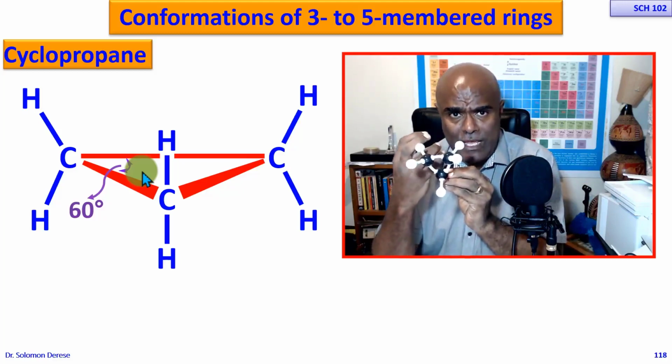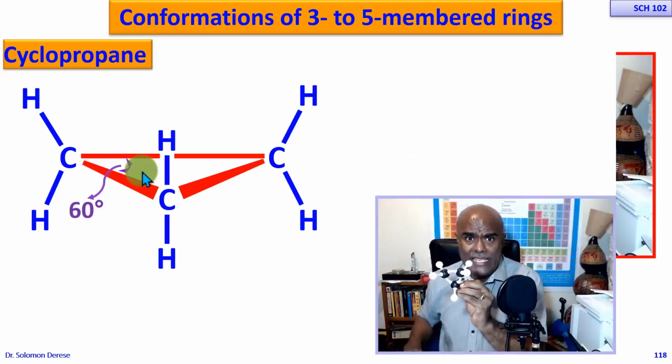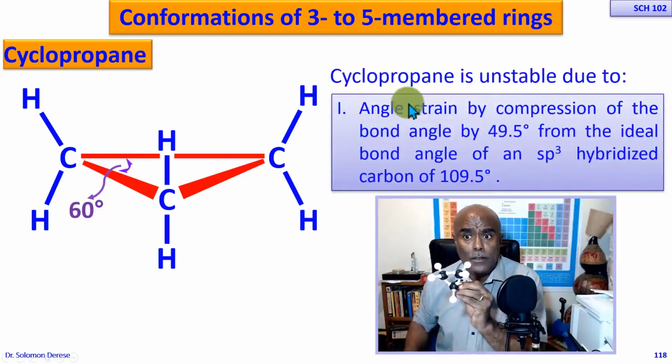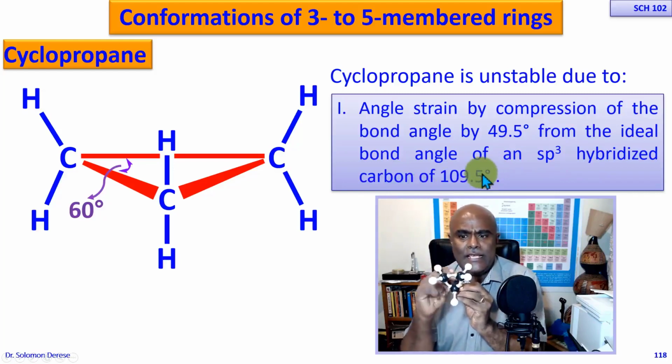So cyclopropane is unstable because of angle strain, because of the compression of the bond angle by 49.5 degrees from the ideal bond angle of an sp3 hybridized carbon of 109.5 degrees. There is nothing cyclopropane can do to change this situation.